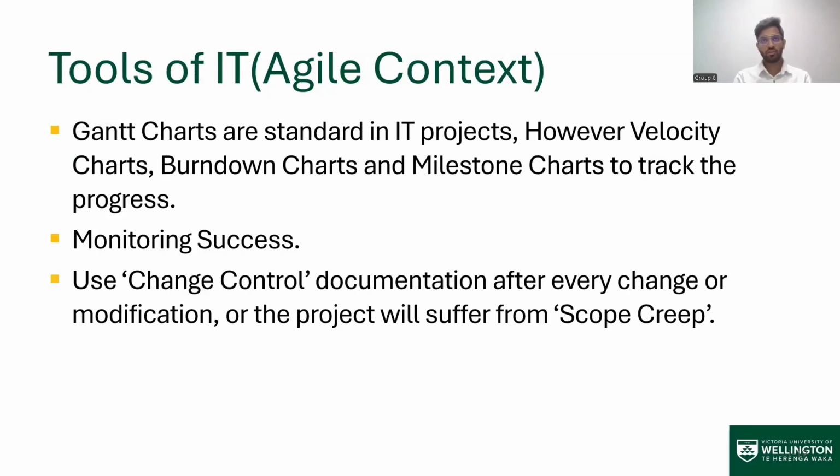Whenever we are doing project scheduling, there are tools used in every project, and the Gantt chart is the most important one, used in all projects and also in IT projects. However, in IT projects, there are velocity charts and burn down charts as well. They use these more because they have sprinting built in, and to track the progress and also the team success. It is also better to use change control documentation after every modification so that there won't be any issues and the project won't see any scope creep.